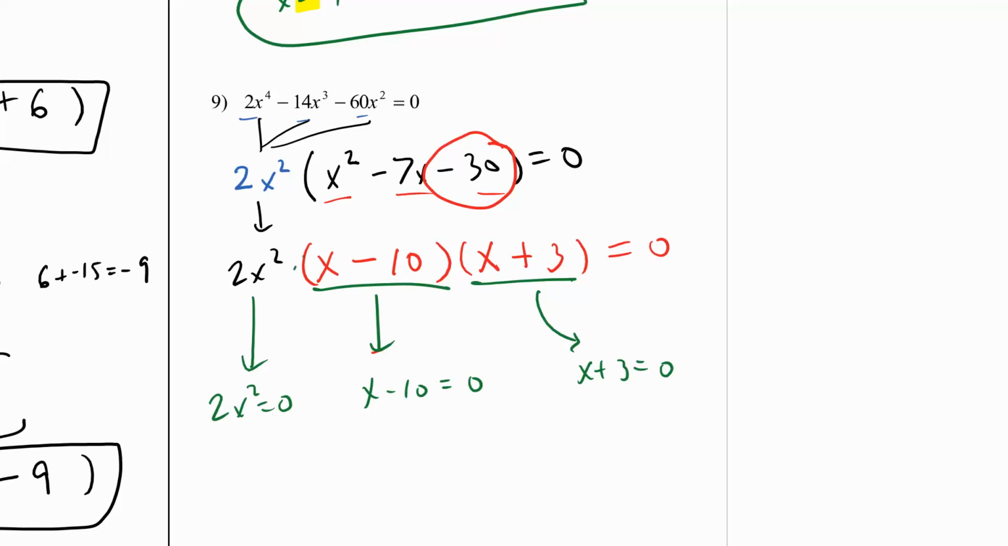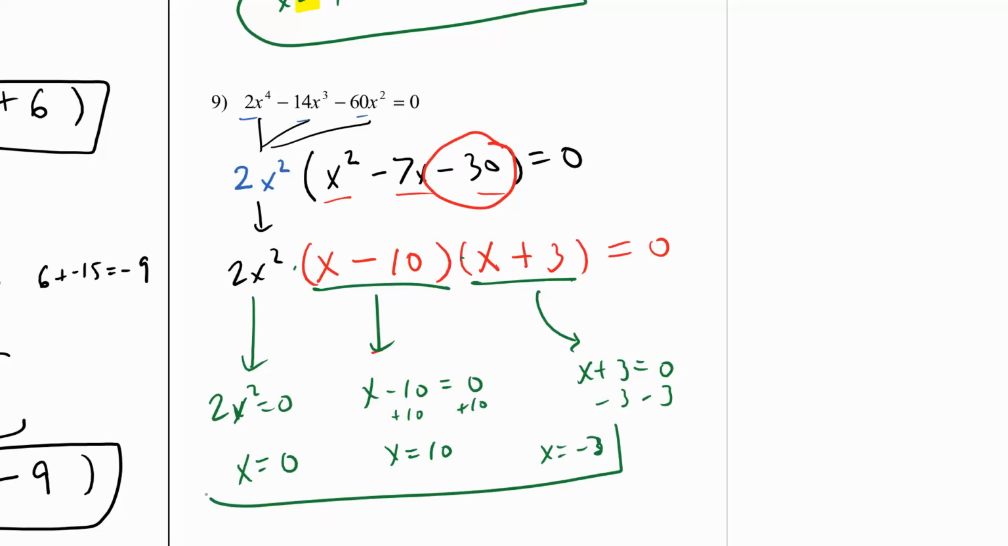Okay, again, factors are things we just multiply. All right, so 2 times something squared is 0, so x has to be equal to 0. The next one, 10 minus 10 is 0, or you can add 10 algebraically if you want to think of it that way, and then subtract 3, so x equals negative 3. So on this one, we had 3 answers because there were 3 different factors with x.